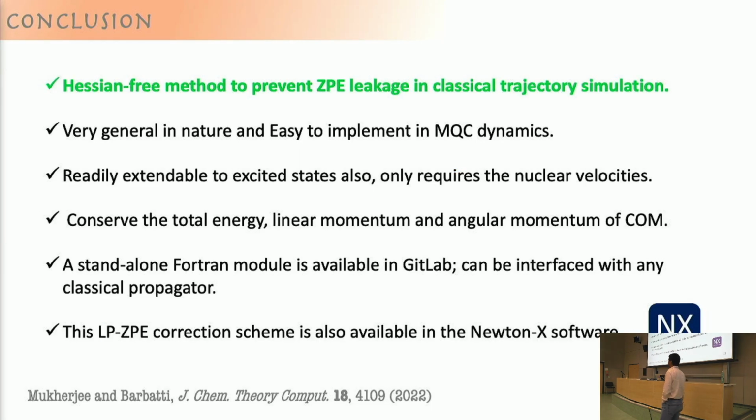Okay, so to conclude, I present a Hessian-free method to prevent zero-point energy leakage in classical dynamics. It is very general in nature and, more importantly, readily extendable to excited states also, because you only need nuclear velocities, nothing more. A standalone Python module is on GitHub. You can check it out and integrate it into any of your classical propagators. But we made your work a little bit simpler. In Nutanix, our software, we have already implemented it inside the code.